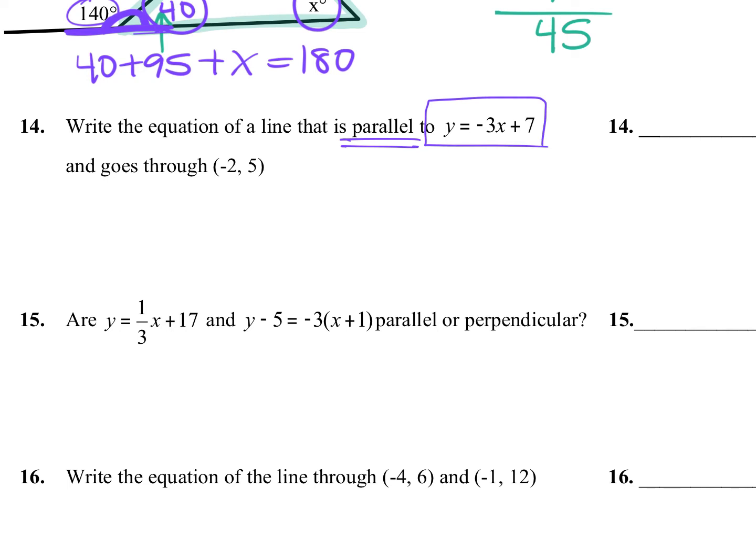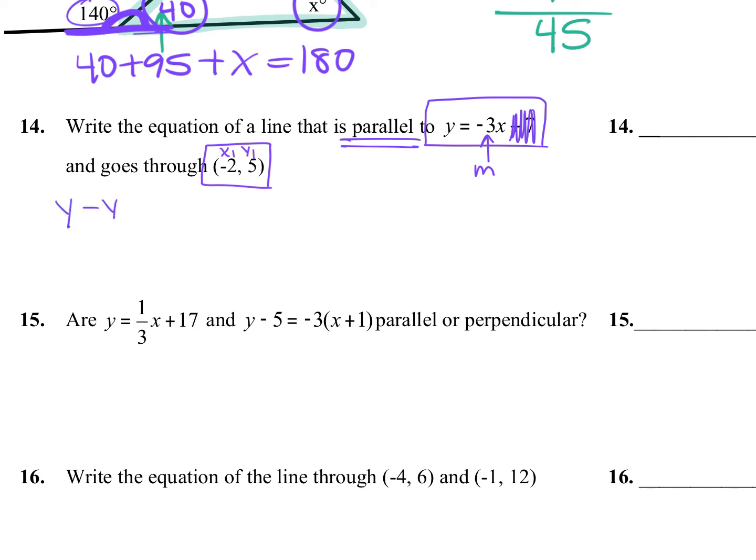Negative 3x. Negative 3. What do you do with the 7? You cross it out. Get rid of it. Ignore it. We don't like it, okay? All we want is that the slope is negative 3. If it's going to go through this point, that's going to be my x1, y1. So what form am I going to use?